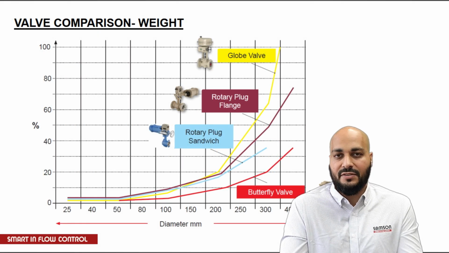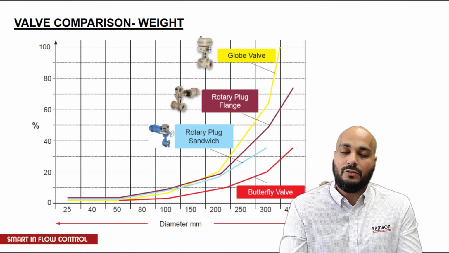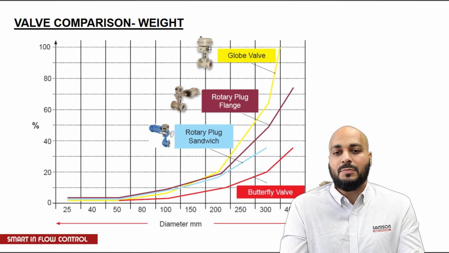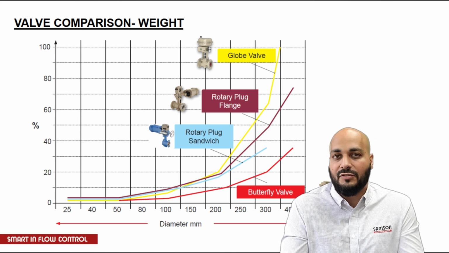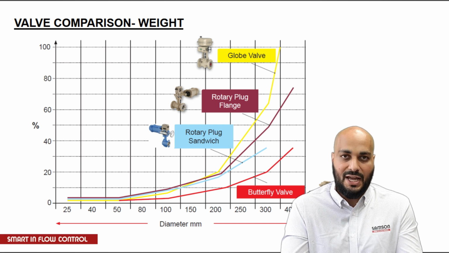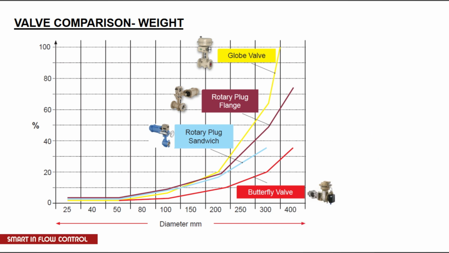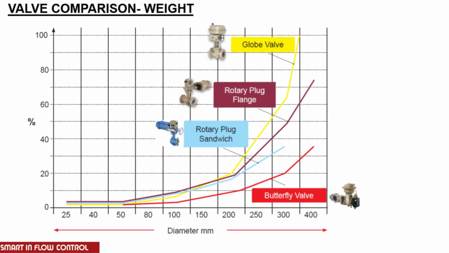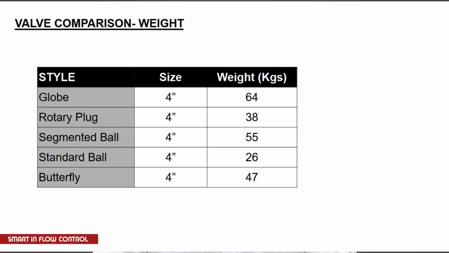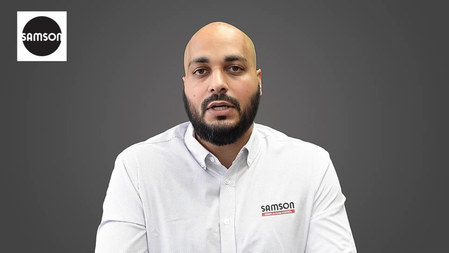Similar to CV, as the valve size increases, the weight, of course, is going to increase as well. This becomes more pronounced in the globe valve specifically, simply due to the size of the casting. You can see in the 4-inch size comparison here, the weight of the globe valve is almost double the weight of a rotary plug valve, so that's something to keep in mind, especially where there are space constraints within the plant.